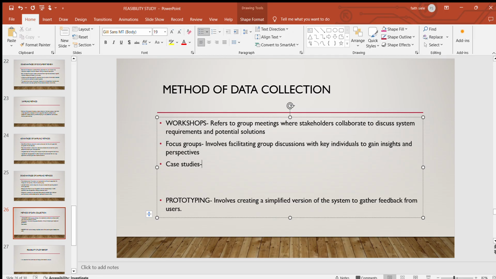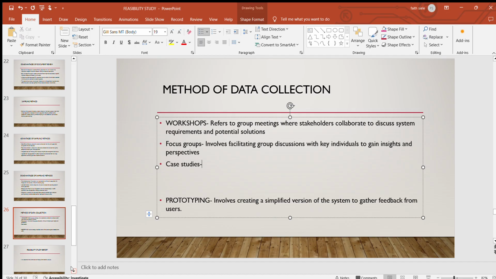It also has disadvantages. For example, it can be very time consuming and resource intensive. It may also be subject to researcher bias, and it may also not be generalizable to other situations. So that is all about methods of data collection.